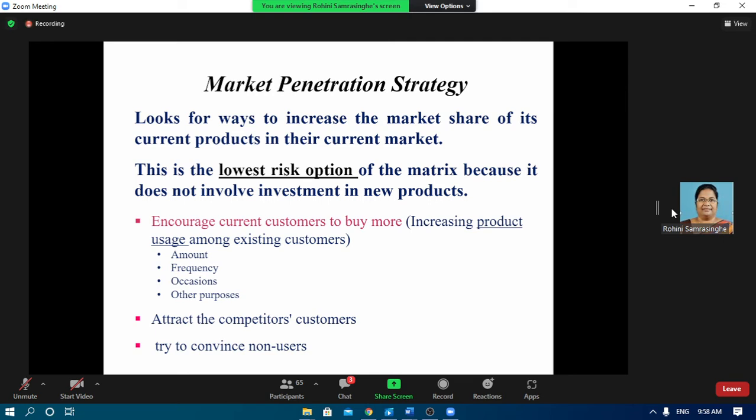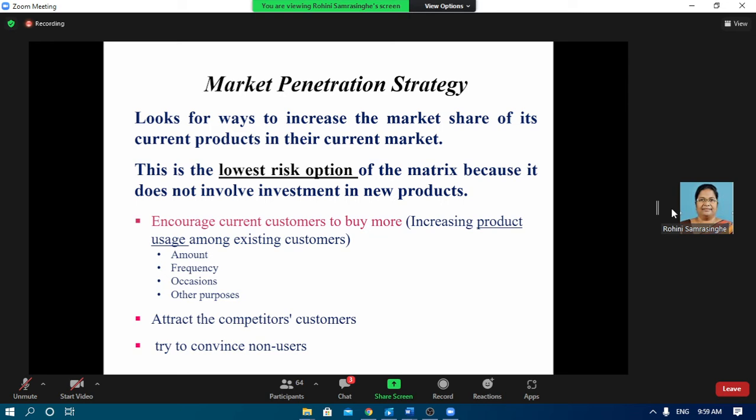So for that purpose, there are different ways they can convince non-users to buy the company's product. There are also a lot of ways they can ask consumers to buy more product within the existing market and the existing product. That is what we call the penetration strategy. But the important thing is you can see here, nothing new, right?